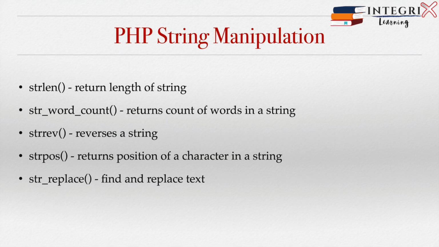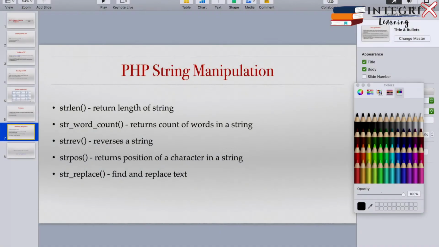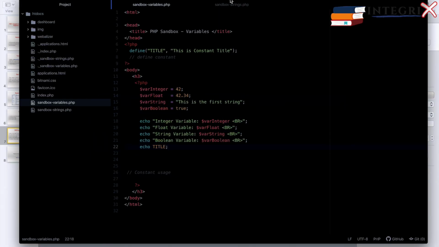In PHP, we have many functions where you can manipulate strings. Here are a couple of them. strlen, to return the length of a string. Word count, str_word_count, an inbuilt PHP function to return the count of words in a string. strrev reverses a string. This next one, strpos, returns the position of a character in a string. And str_replace finds and replaces text. Let's try to see in code.